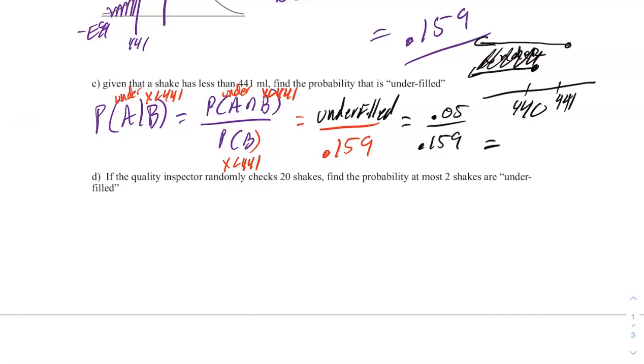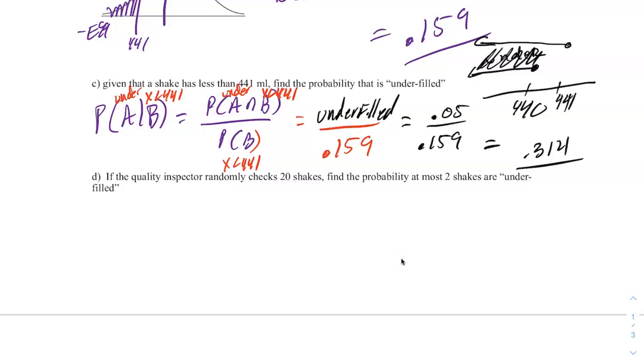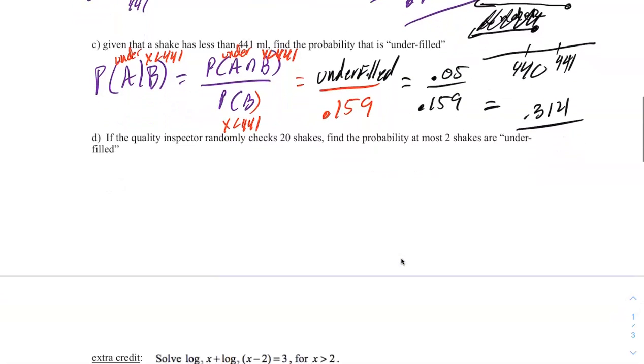So I do this. I just have to divide: 0.05 divided by 0.159. And I get 0.3144, just like that. So yeah, about a 31% chance. If you're less than 441, you're going to be underfilled.